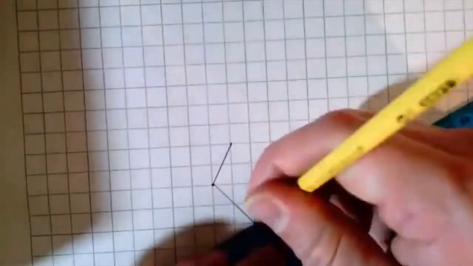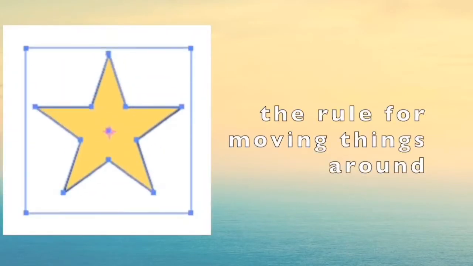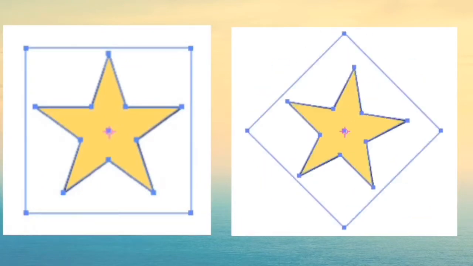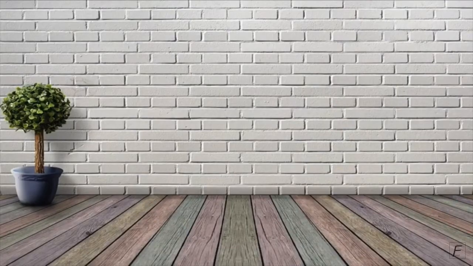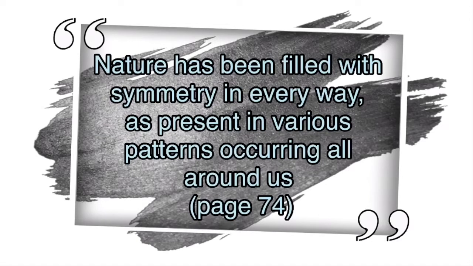Lastly, translations are symmetries wherein an object slides or is relocated to another position while maintaining its general or exact orientation. Stewart called this kind of symmetry the rule for moving things around, which creates repeated units on the plane, like floor tiles or wall bricks. Almost every aspect of our world is formed and built through symmetry. With that basic foundation, nature has been filled with symmetry in every way, as present in various patterns occurring all around us.